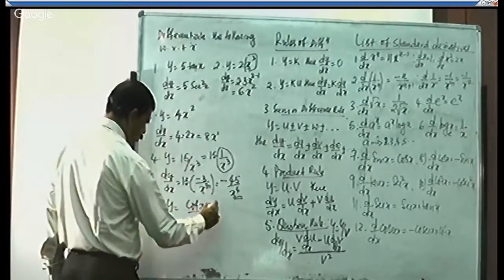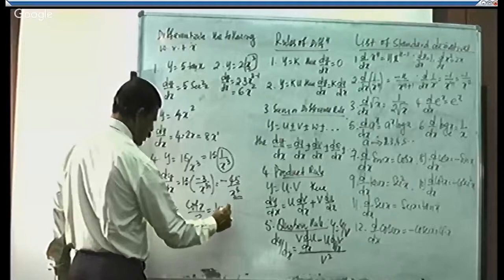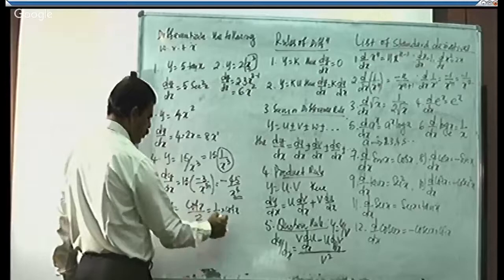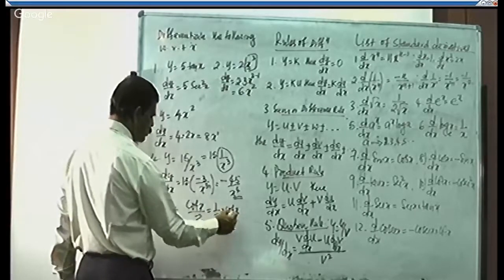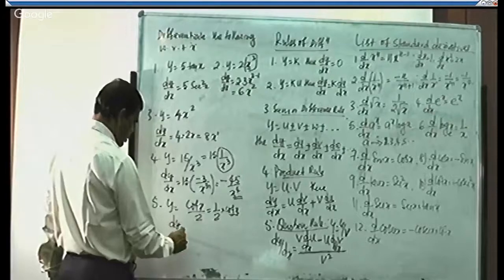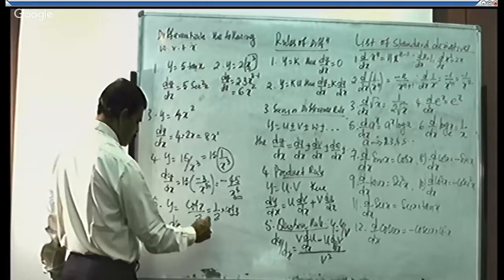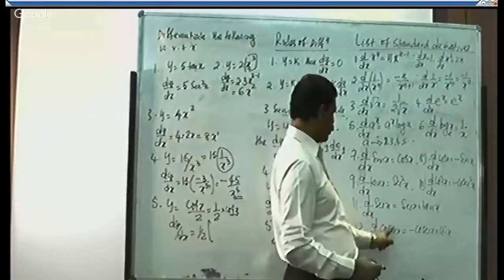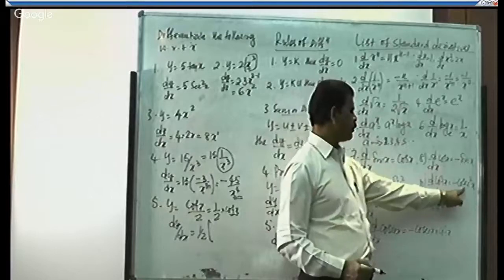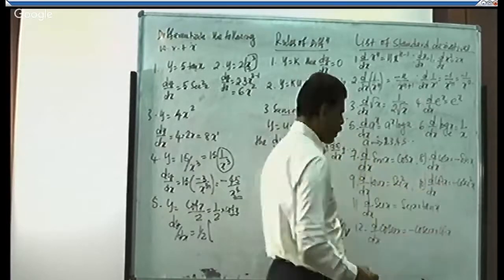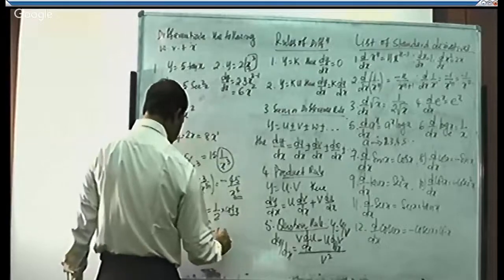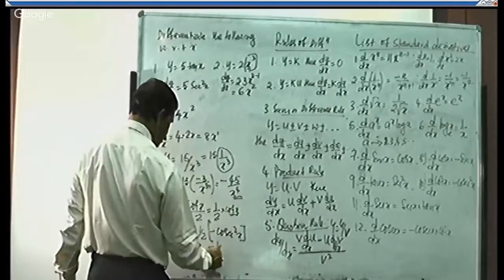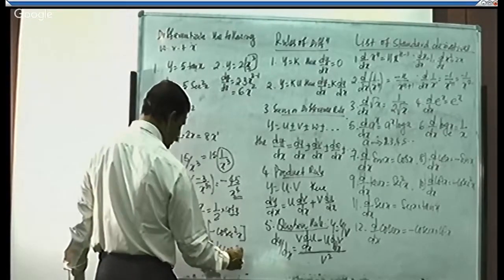So it is nothing but 1 by 2 into cot x, correct? 1 by 2 is treated as a constant, constant into x term. Therefore, dy by dx is equal to: keep the constant as it is, then differentiate cot x. What is the differentiation of cot x? For cot x, it is minus cosecant square x. It is minus 1 by 2 into cosecant square x.